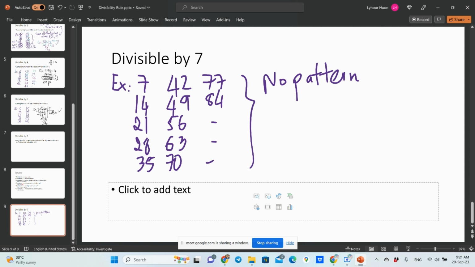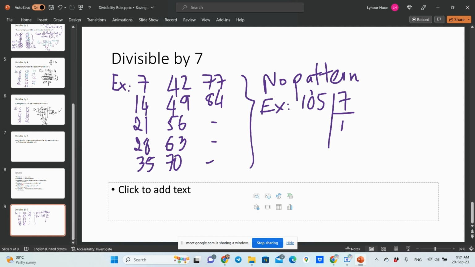So we have seen this. For example, a large number, say 105. Will this number be divisible by 7 or not? Let's check together. Yes. When divided by 7, it will be two digits.